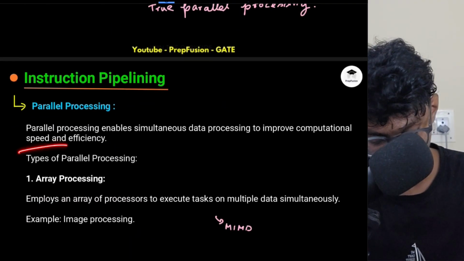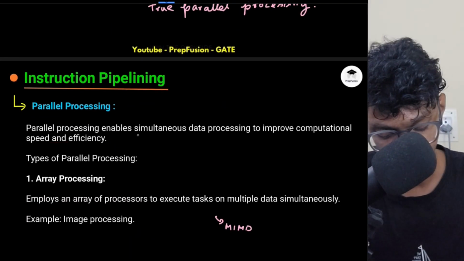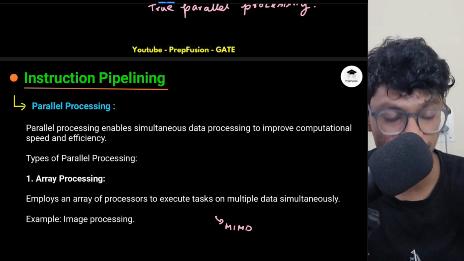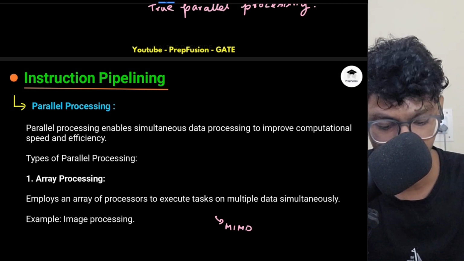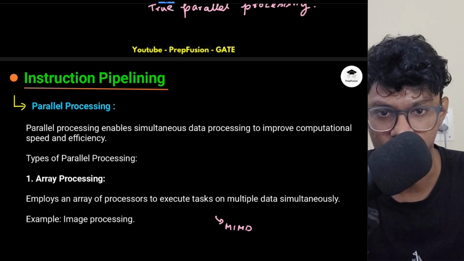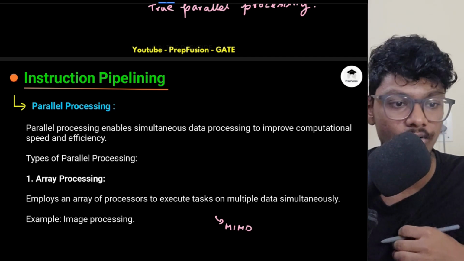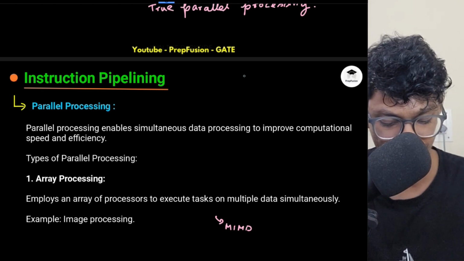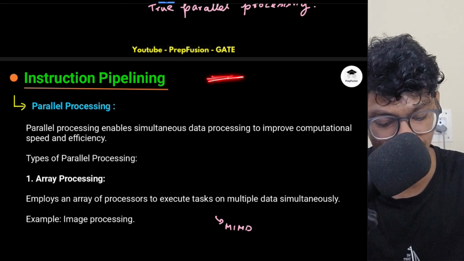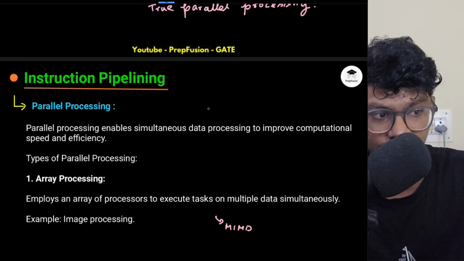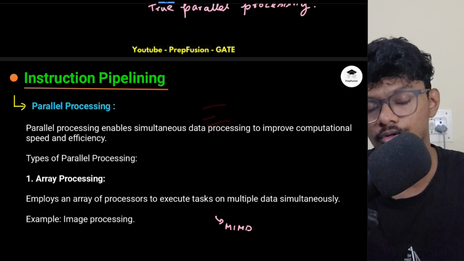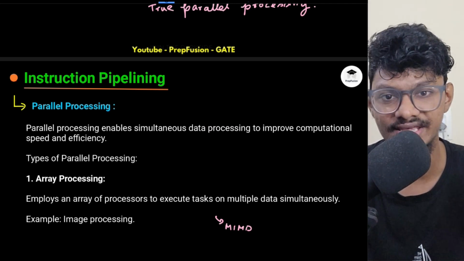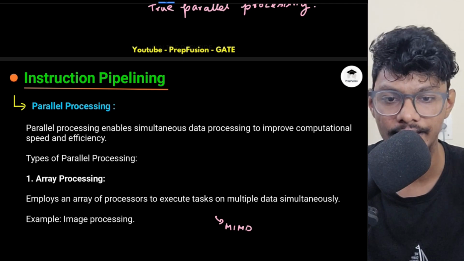Why does parallel processing help us? It helps because we can do simultaneous data processing of multiple instructions, so obviously the execution time of the whole program gets reduced. If you have 100 lines of code and each line is an instruction, and let's say each line takes 100 seconds, but you have multiple processors, where processor 1 is executing instructions I1, I2, I3 and processor 2 is executing I3, I4, I5 or something like that, then obviously the execution time of the program gets reduced. You save execution time, which is very important.